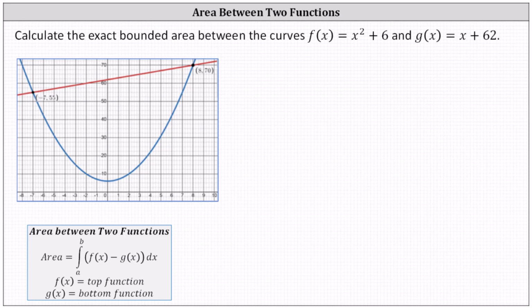Calculate the exact bounded area between the curves given by f of x equals x squared plus 6 and g of x equals x plus 62, which I've already graphed on the left. Notice the bounded area is this area here.